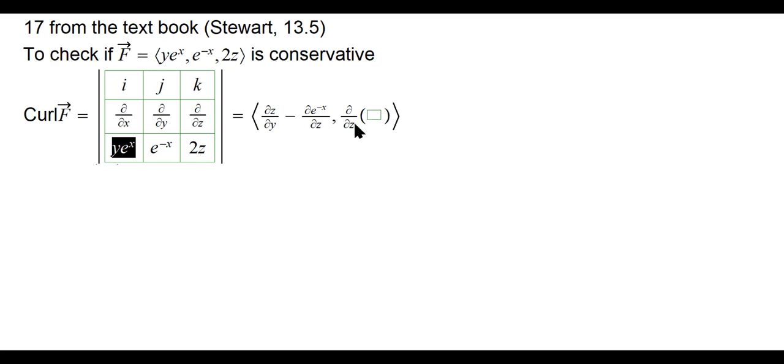And then we got minus d/dx of 2z. All of them are turning out to be 0 so far, right? Yes, 2z. And now we are about at the end.